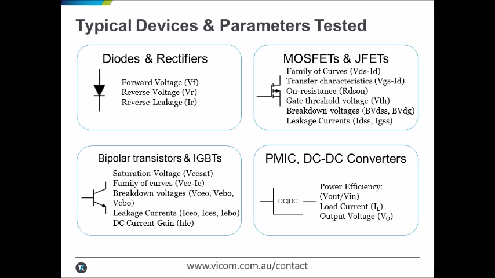can be seen here. The parameters that can be extracted range from as simple as the reverse breakdown voltage on a diode to the family of curves on a MOSFET to the DC current gain on a BJT. Let's discuss the characterization and the selection of these commonly used 2- and 3-terminal devices.